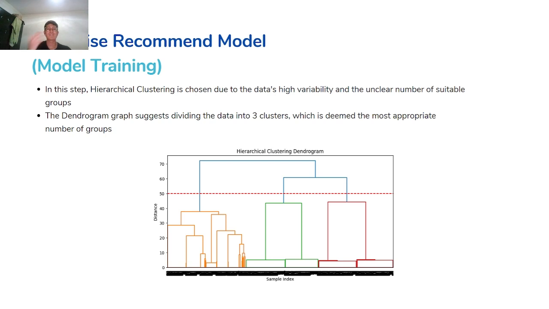So after encoding the data, we use hierarchical clustering to define the group of user targets for defining the advertisement.